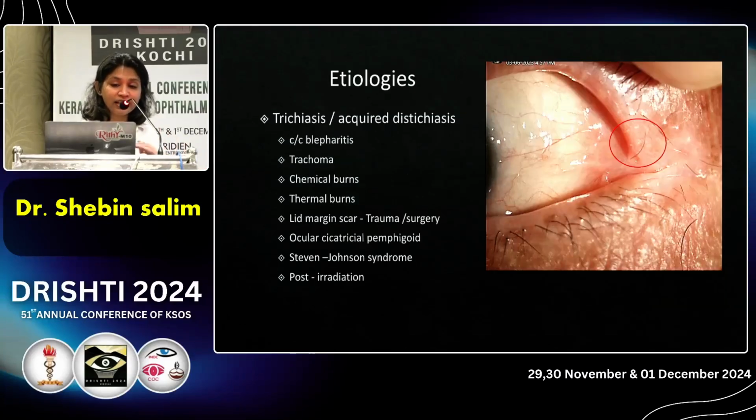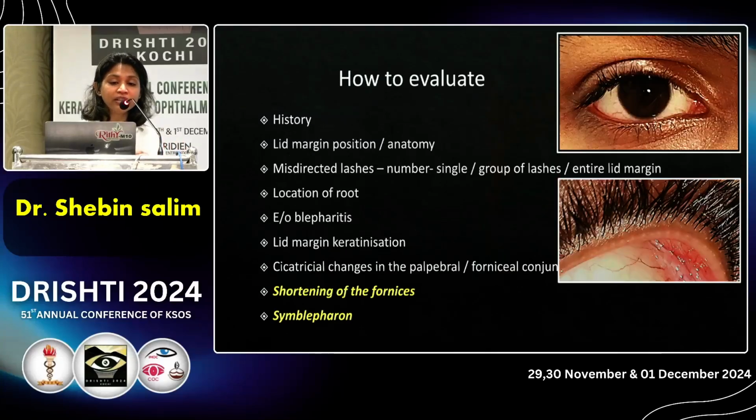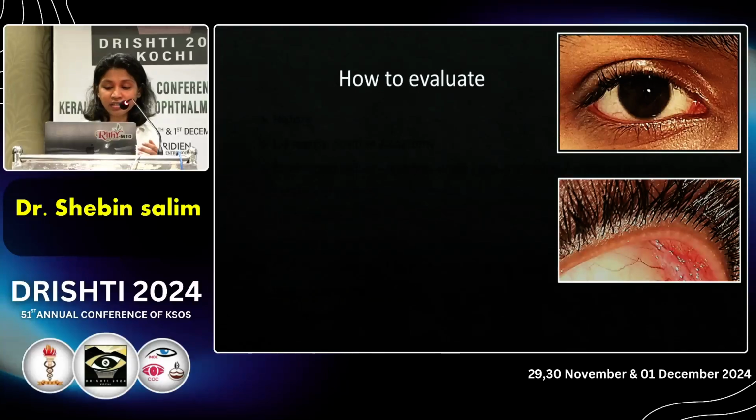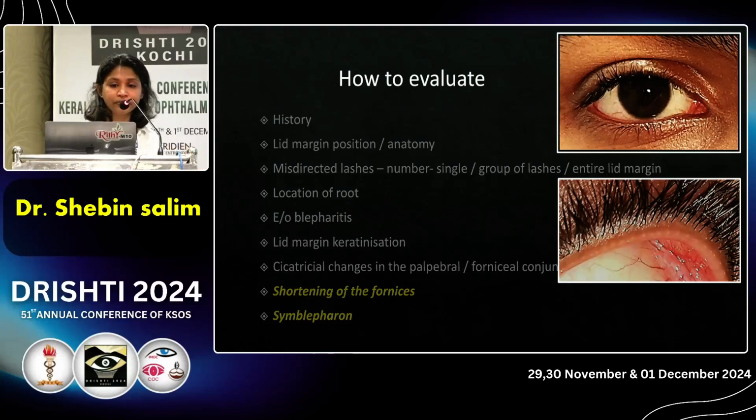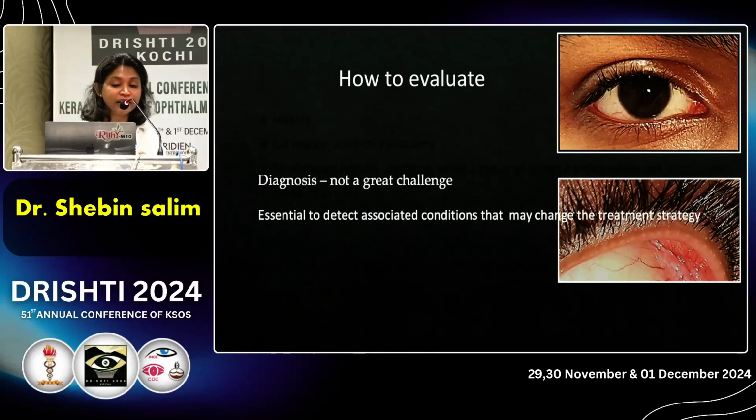For trichiasis and acquired distichiasis, these are the common etiologies: chronic blepharitis, trachoma, chemical and thermal injuries. Most importantly, what we have to remember is any cicatrizing condition, which we should keep in mind while examining the patient. So how to evaluate: lid margin position, how many lashes are misdirected, is it a single lash or a group of lashes, where is the root location, is there associated inflammation of the lid margin, and especially shortening of the fornix and symblepharon formation. So this will entirely change your management plan. Now, again, diagnosis is not a challenge here, but we have to detect the other associated abnormalities.